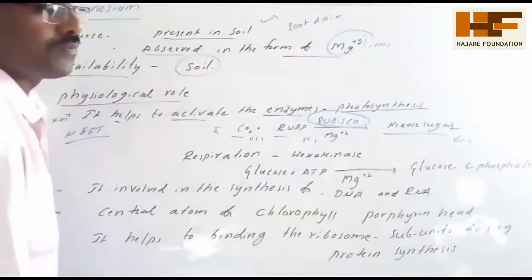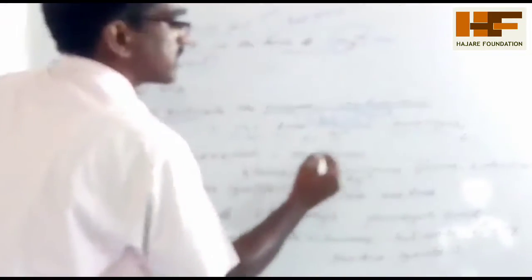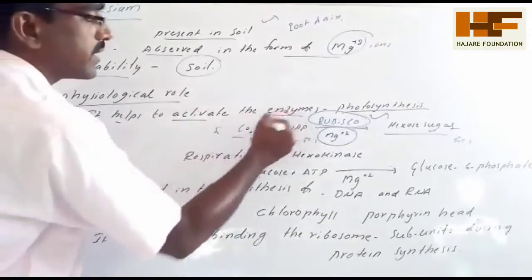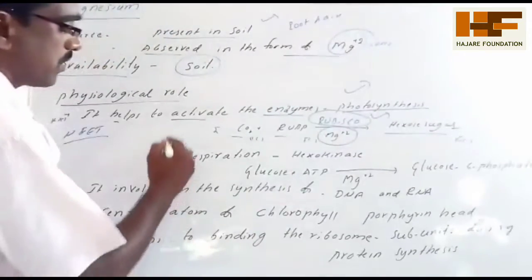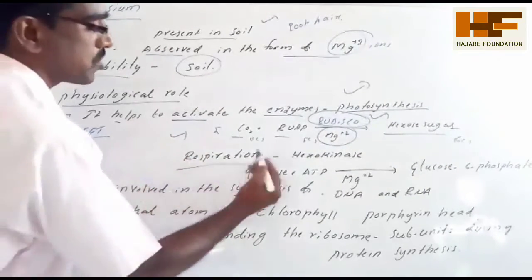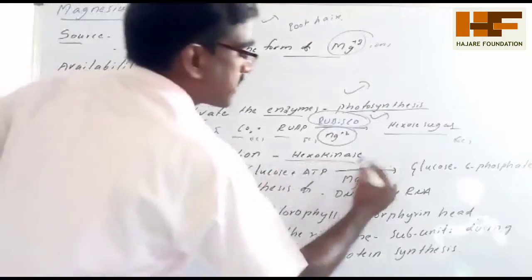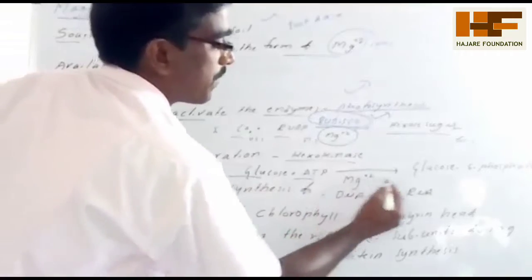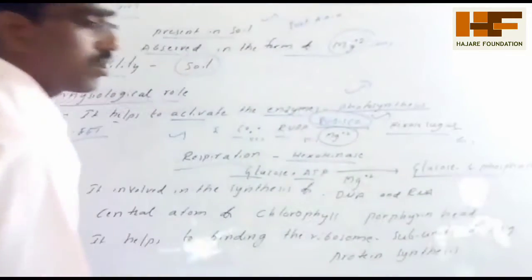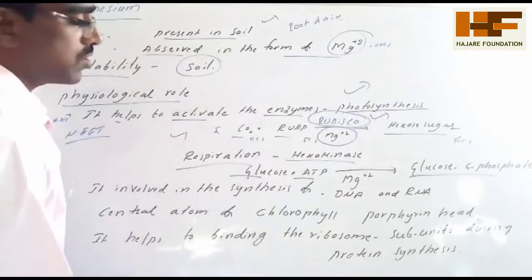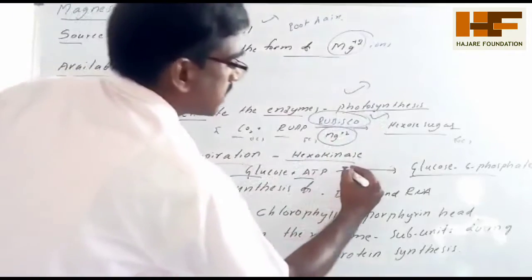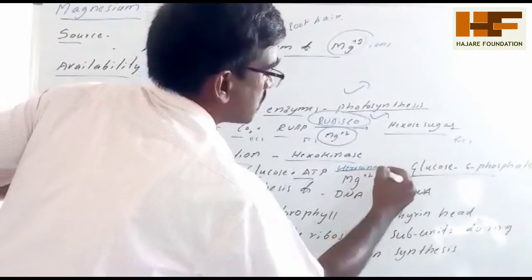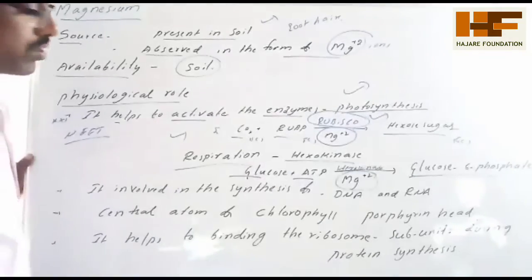That is the Rubisco enzyme. For the activation of the Rubisco enzyme, magnesium ions are important. This concept is important. These enzymes are used in the photosynthesis process. One more important process is respiration. In respiration also, various enzymes are activated. Example, hexokinase: glucose plus ATP together form glucose 6-phosphate. Glucose by phosphorylation forms glucose 6-phosphate. For this conversion, the hexokinase enzyme is used. It is also activated with the help of magnesium ions.